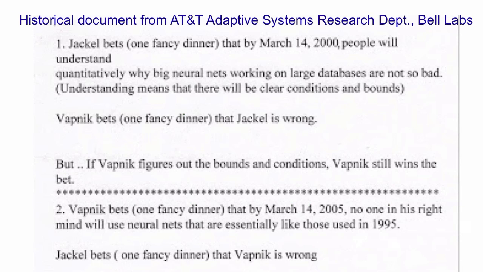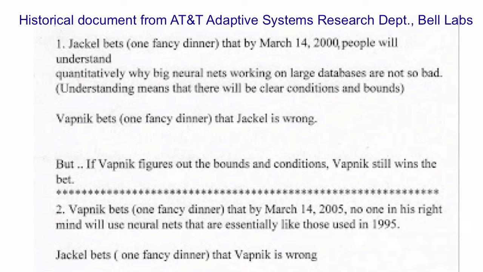This is a historical document from 1995. It was given to me by Yann LeCun, and it's a bet between Larry Jackel, who headed the Adaptive Systems Research Group at Bell Labs, and Vladimir Vapnik, who is the leading proponent of support vector machines. Larry Jackel bet that by 2000 people would understand why big neural nets trained with backpropagation worked well on large data sets. That is, they would understand it theoretically in terms of conditions and bounds. Vapnik bet that they wouldn't, but he made a side bet that if he was the one to figure it out, he would win anyway.